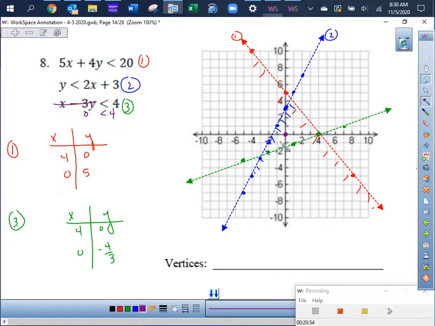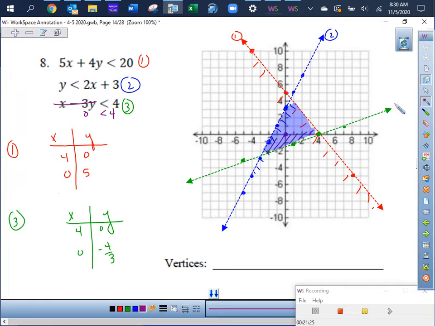So, since that is true, where was 0, 0 in relation to that green line? Above it or below it? Above it. That means you will shade above it. And following all the other shading, you have to be below this blue line, above the green line, and below this red line. So this nice triangular region is where we're at.